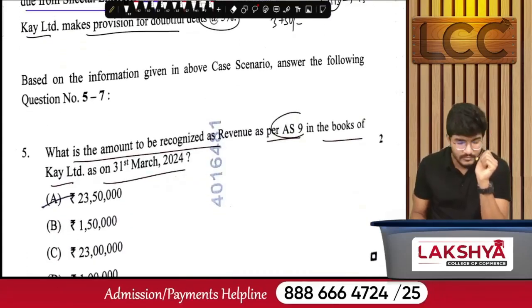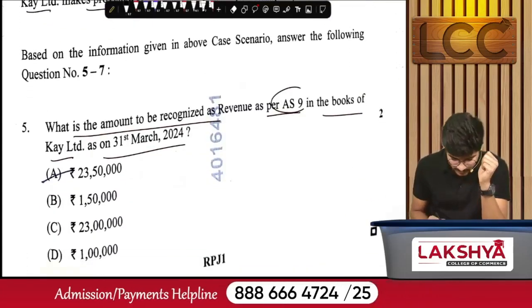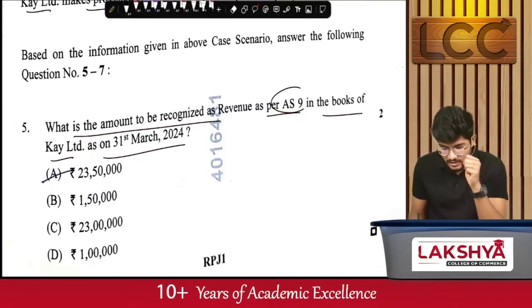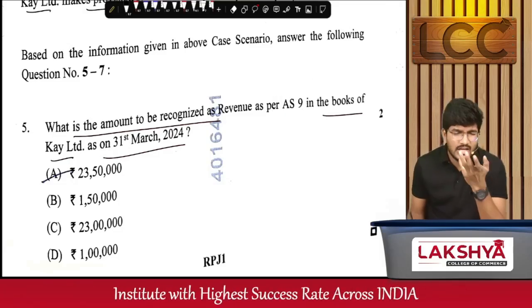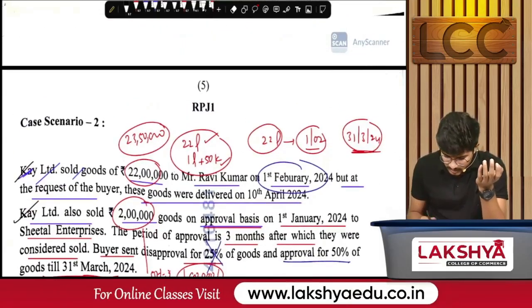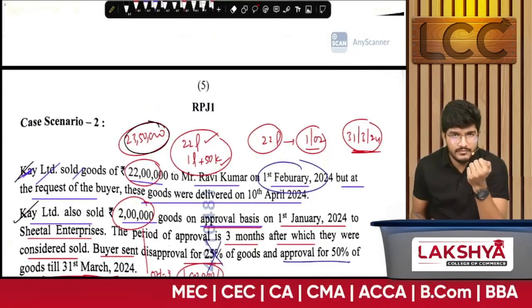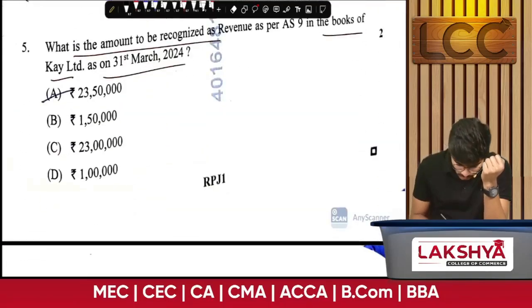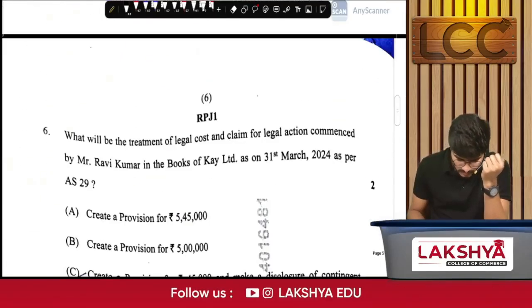Now coming to the MCQs. MCQ number 5. What is the amount to be recognized as revenue as per AS 9? So as per AS 9, the revenue recognized will be 23,50,000, as we already discussed earlier. So option A is correct.